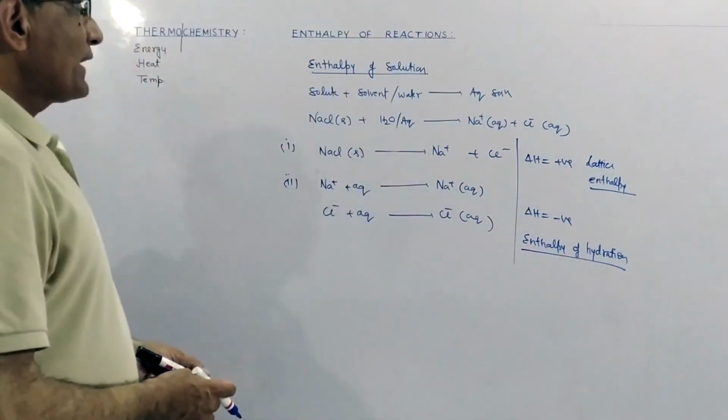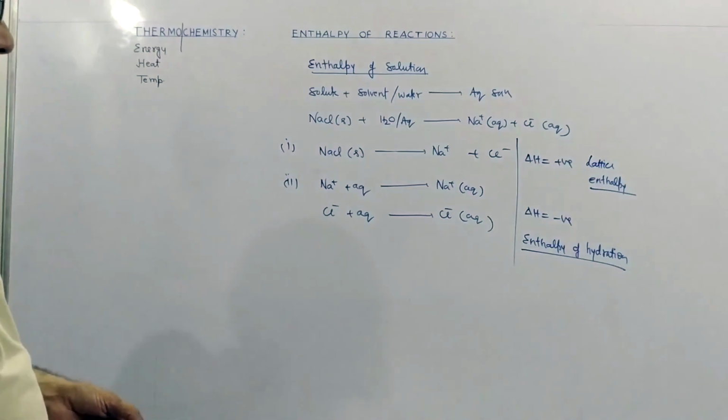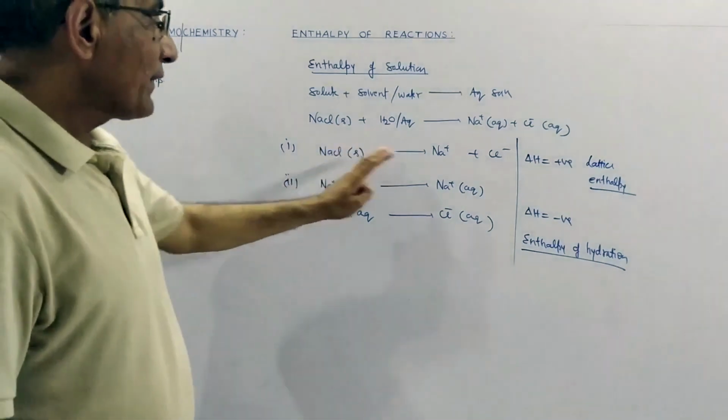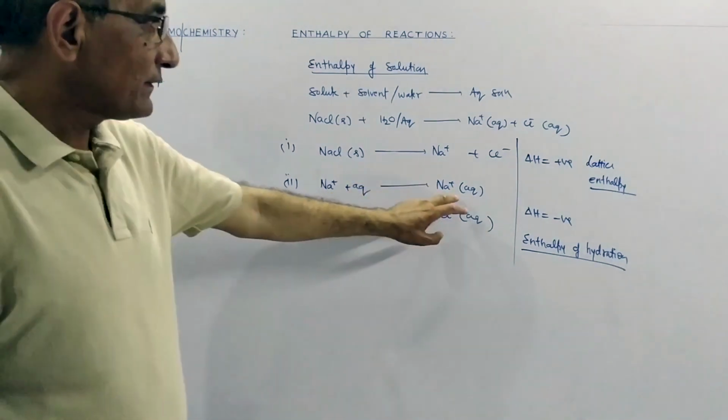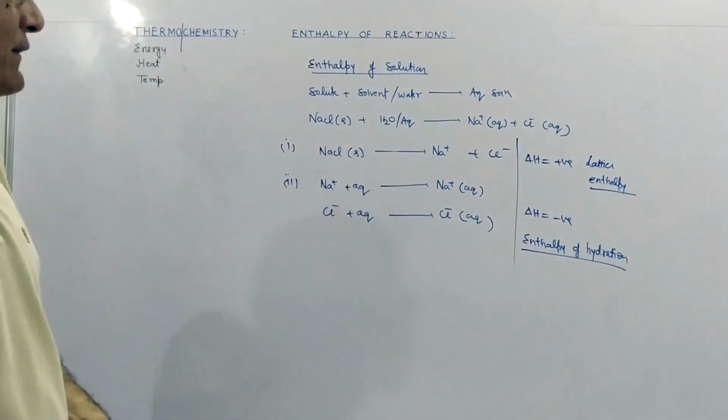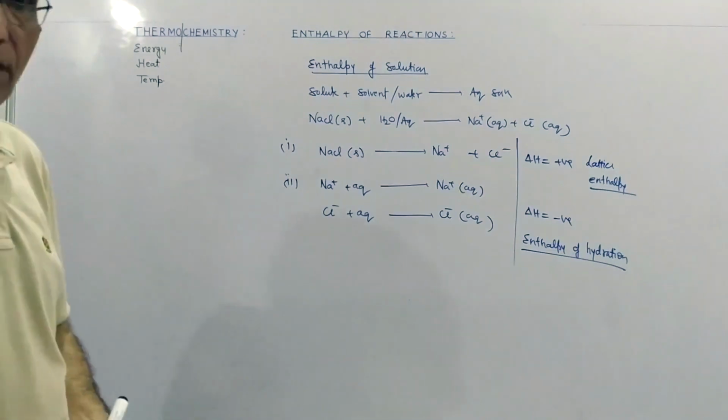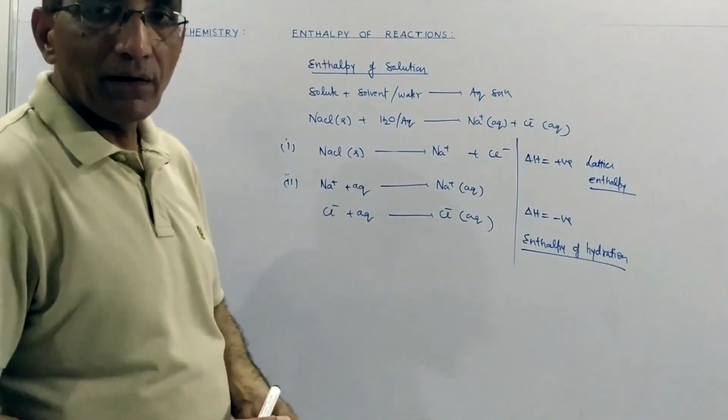This energy is called enthalpy of hydration. So dissolution of an ionic compound involves 2 steps. First of all, the ionic compound will convert into ions, and then these ions dissolve in water and come into the aqueous state. So I hope now these types of heats of reaction are clear to you.